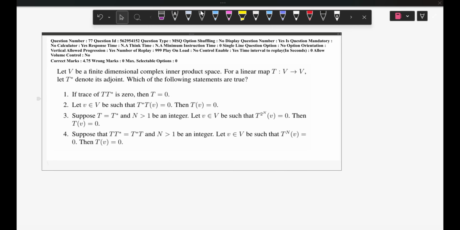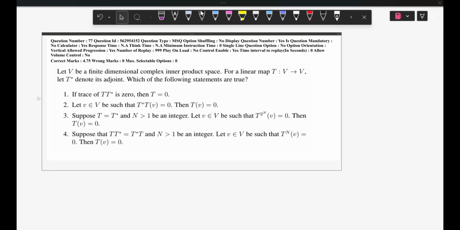This is the next question from linear algebra, and the question is saying: let V be a finite dimensional complex inner product space. For any linear map T from V to V, let T star denote its adjoint. Then which of the following are true? The first option is saying that if trace of T star is 0, then T is 0. Let v belong to V be such that T star T of v is equal to 0, then T of v equal to 0. Suppose T equal to T star and n greater than 1 be an integer. Let v belong to V such that T to the power 2n of v equal to 0, then T of v equal to 0.